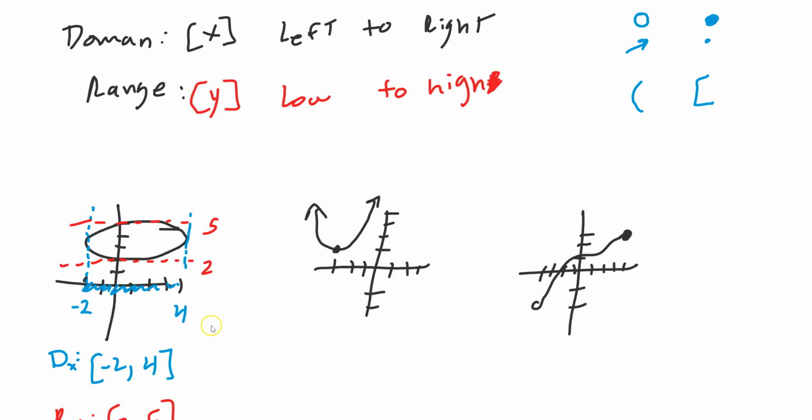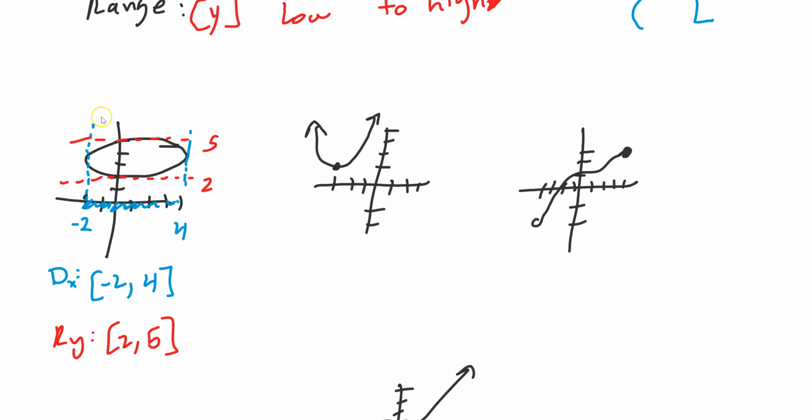So if you're looking at a graph, the domain is the x values. What's the lowest, what's the highest? The range is the y values. What's the lowest, what's the highest? So my range goes from -2 to 5, and my domain goes from -2 to 4. And that's the idea.